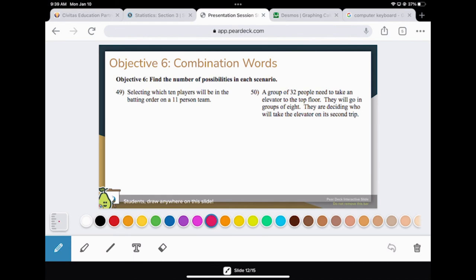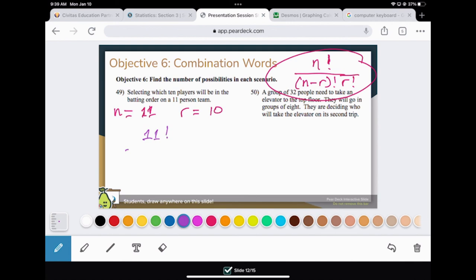Okay, combination. Combination uses a different formula, not the same as permutation. So for tomorrow, make sure that you have this down somewhere. Same thing, you need to identify your N. N is a total, R is part of it. Select 10 players for the battle of the order on the 11-person team, right? So if you have an 11-person team, N should be 11 people, but you only select 10. Once you identify N and R, plug into this equation. Should be simple for some of us. If you're not sure, let me know.